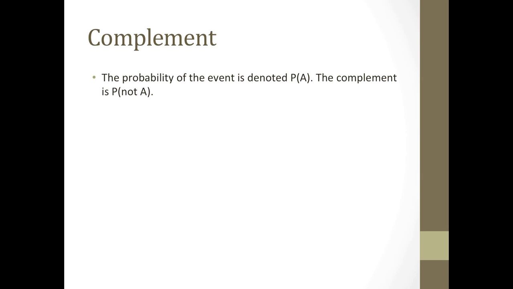A complement: the probability of an event is denoted the probability of A, or P of A. The complement is P of not A. So the complement in probability would be the probability of that event not happening.